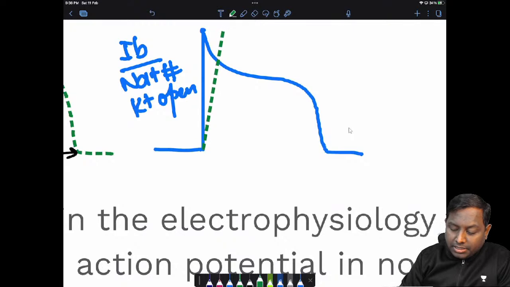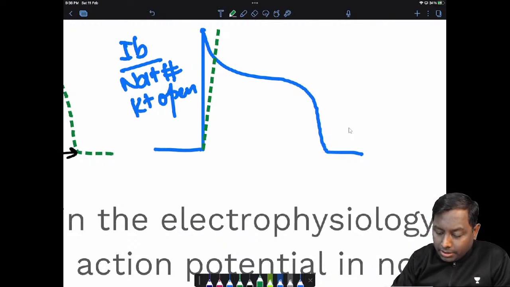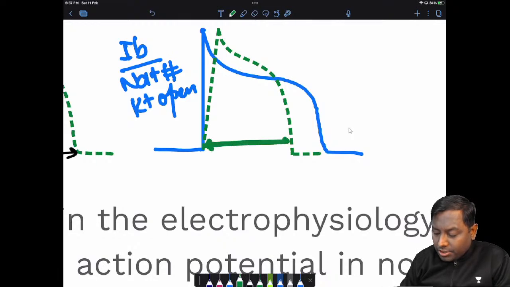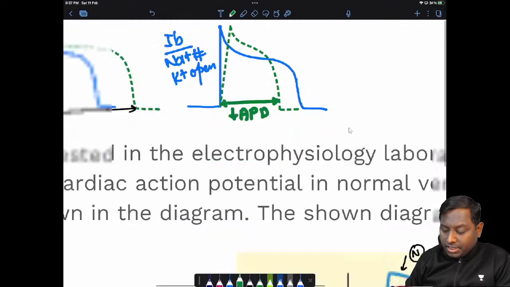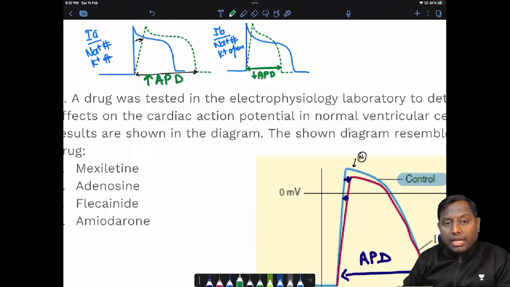I hope you guys can easily understand that there is a decrease in the slope of depolarization. But because the potassium channel is opened, the potassium efflux will be more rapid, and this leads to a decrease in the overall slope of repolarization. So always remember, in class 1B potassium will go out, and the action potential duration will decrease, as compared to here, where there is an increase in the action potential duration. Drugs like lidocaine, phenytoin, tocainide.